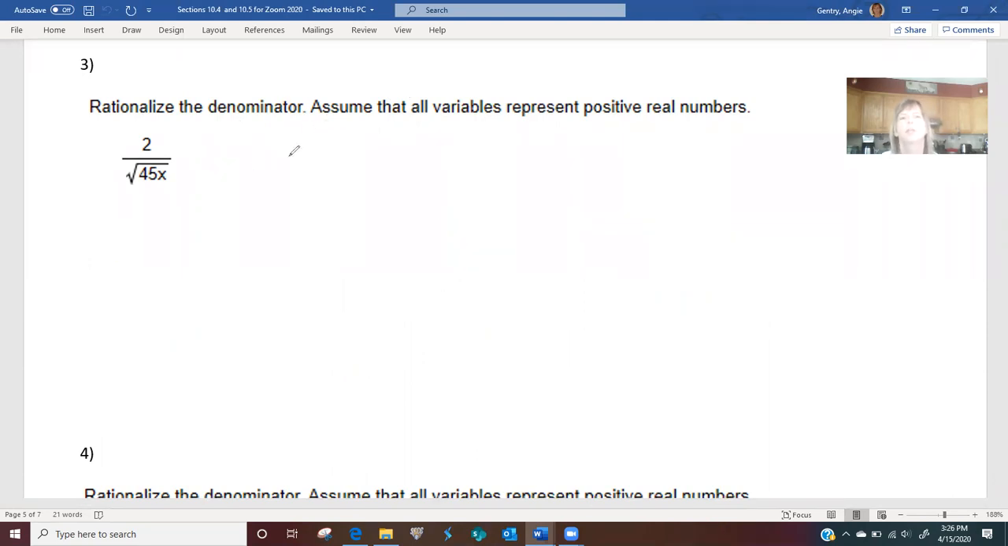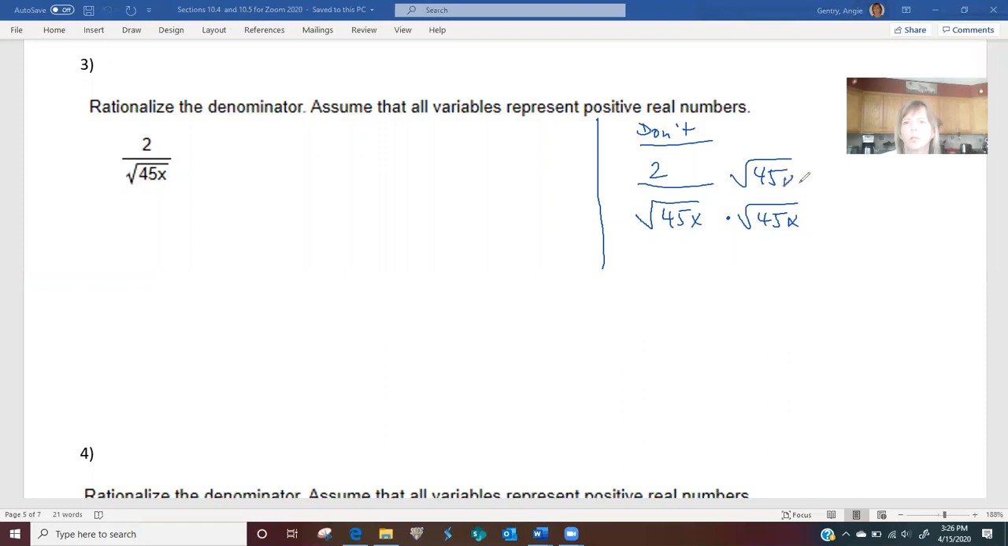Okay, rationalize the denominator. Now you have some options. What I don't want you to do: I'm going to work over here for a minute, and I don't want you to write this down. Some students say, I just need that times itself, and whatever you do here, you do here. The problem with this is then you're left with a square root of 45 squared x squared, which leads to 45x. Don't write this down, I just want you to see it.